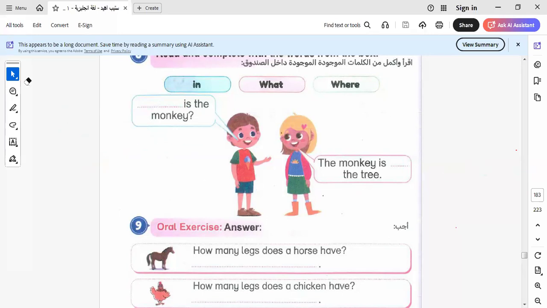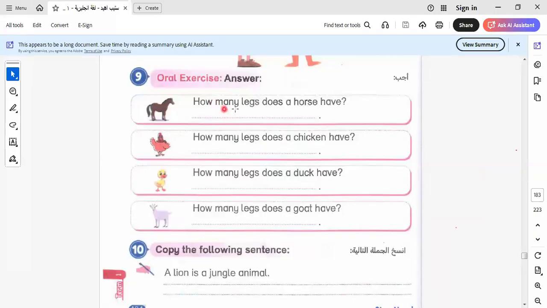Let's continue the rest of the exercise. Here we say how many. So here we ask about how many legs. When we ask about how many, I ask about the numbers. How many legs does the horse have?